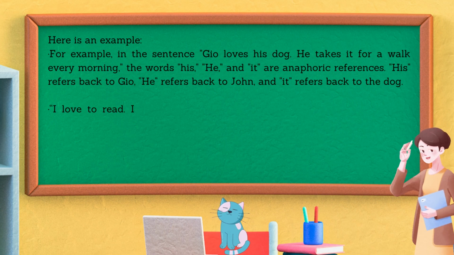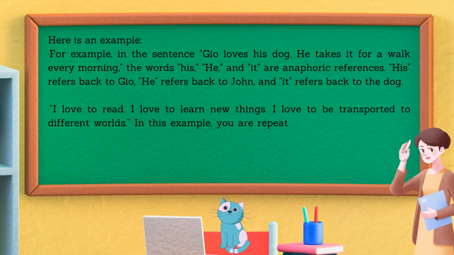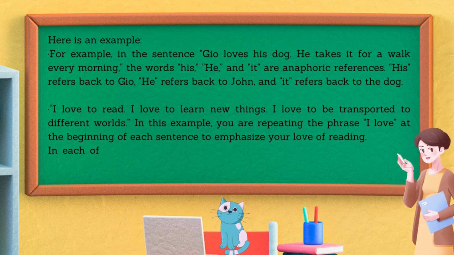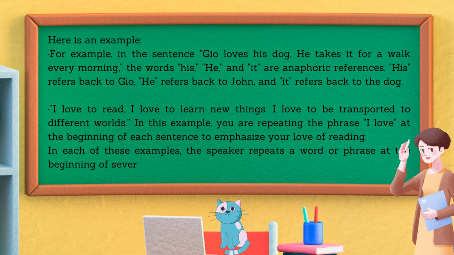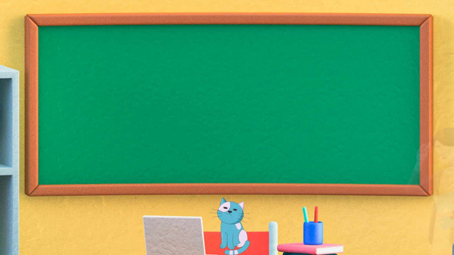And another example of anaphoric reference is "I love to read. I love to learn new things. I love to be transported to different worlds." In this example, you are repeating the phrase "I love" at the beginning of each sentence to emphasize your love of reading. In each of these examples, the speaker repeats a word or phrase at the beginning of several sentences or clauses in order to emphasize their point.